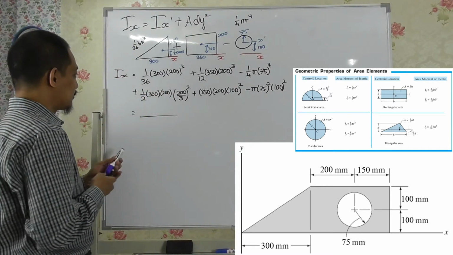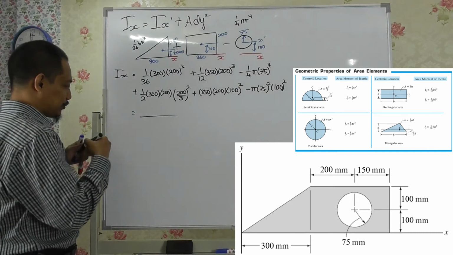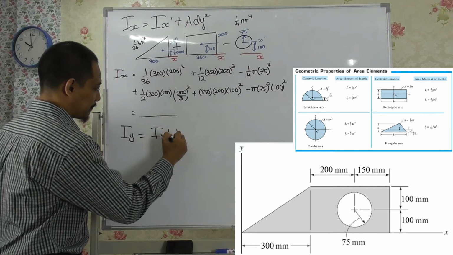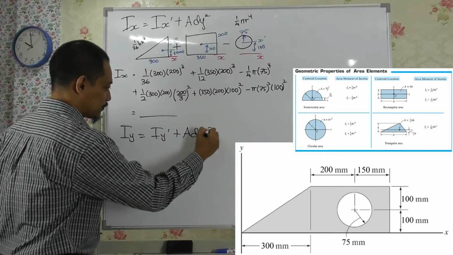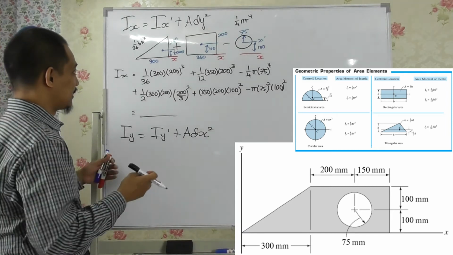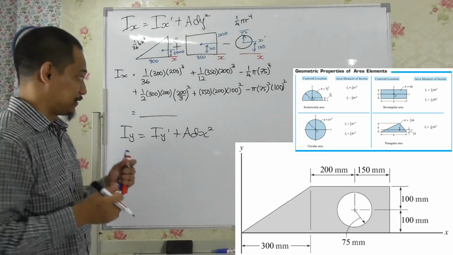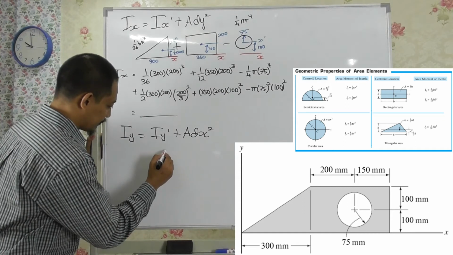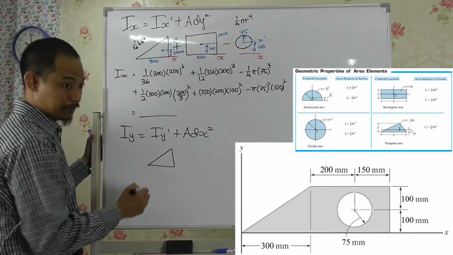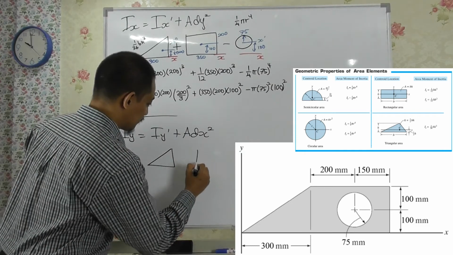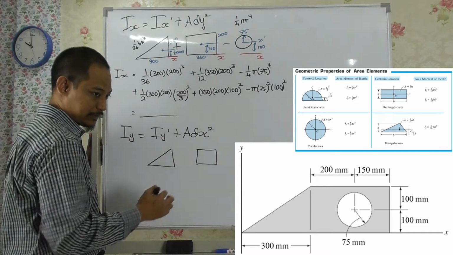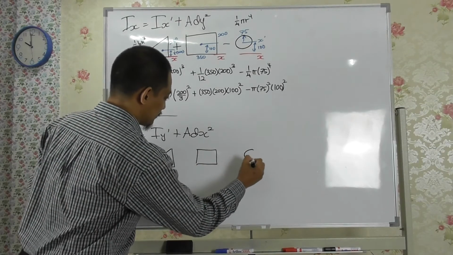What about Iy? If you just write the equation first, we have Iy equal to Iy prime plus A dx square, right? And the idea is just the same. It's just that we relate everything to the y-axis. So we have the triangle, which is actually in touch with the y-axis there, and then we have the rectangular where you have a certain distance, and then we have the circle, right?